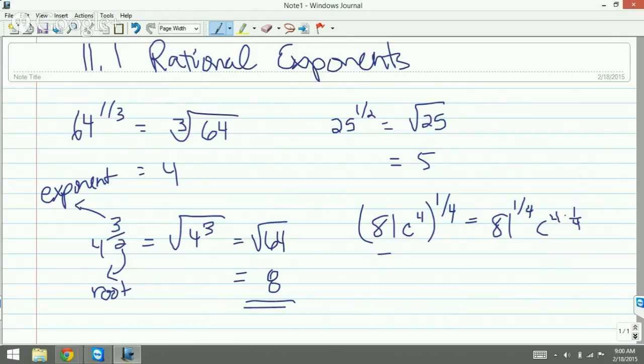Are we having troubles with our numbers again? No, your brains aren't that cooked. Okay, what's the 4th root of 81? Take a stab at it. Close. 3. The square root of 81 is 9. The square root of 9 is 3. That's the fourth root. So we have 3. And c to the fourth times 1/4 is c, because 4 times 1/4 is 1. So 3c.